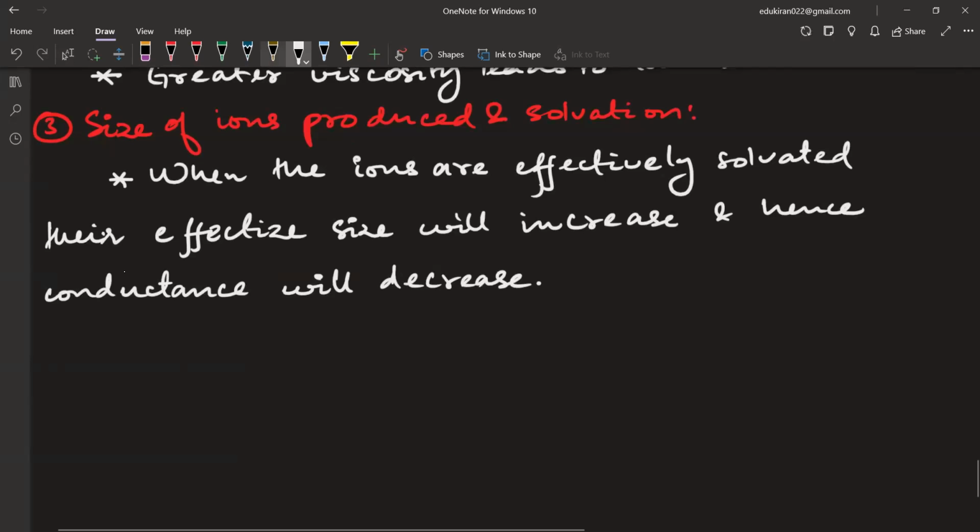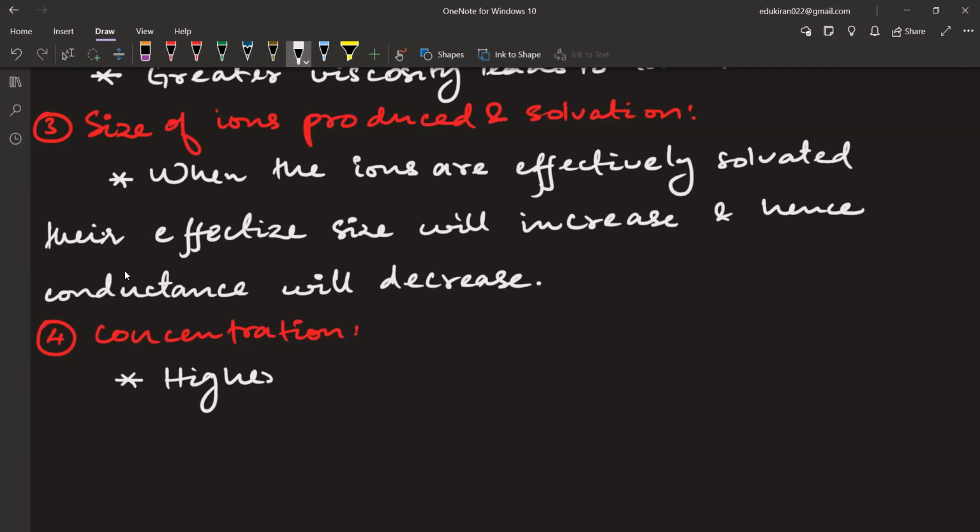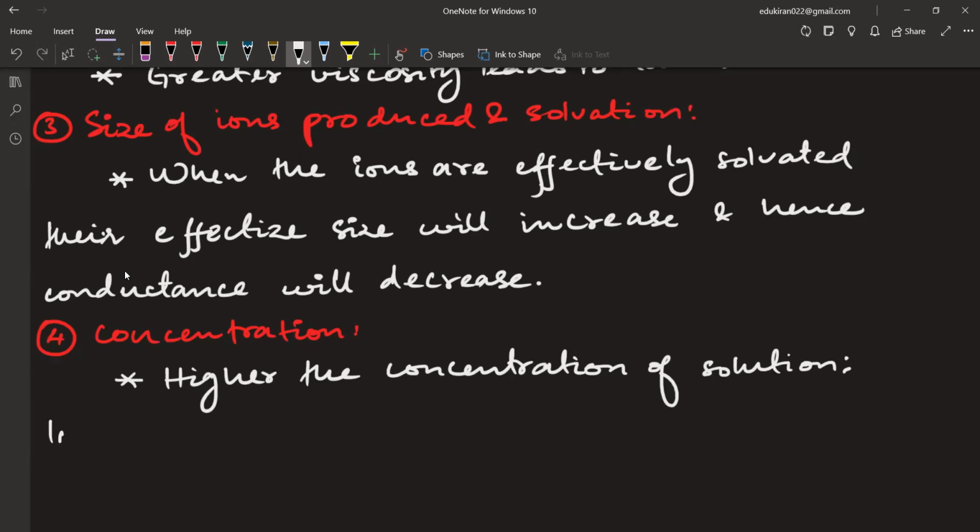Fourth point, concentration. In concentration, you will write: higher the concentration of solution, lower is its conductance.